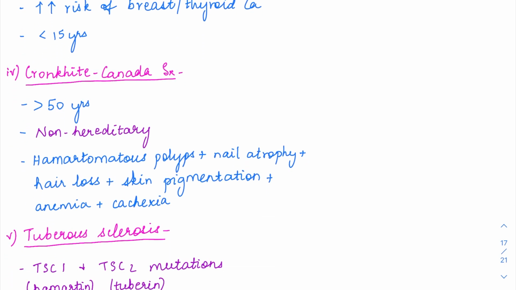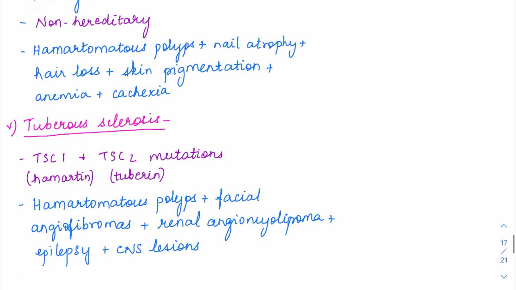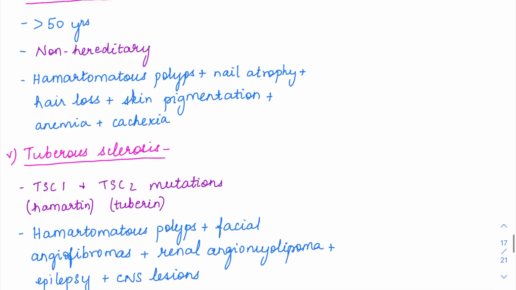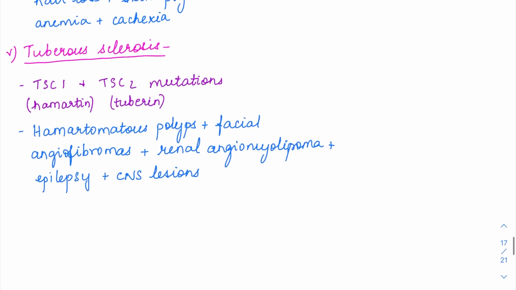Okay, and Cronkhite-Canada syndrome, it is a non-hereditary kind of a syndrome occurring in the elderly age group, 50 years above. And here it is going to be associated with hamartomatous polyps and various skin associated conditions. Like the patient will have nail atrophy, hair loss, and then they'll have skin pigmentation along with cachexia and anemia. So when they are mentioning some skin related changes along with hamartomatous polyp, it is the Cronkhite-Canada syndrome. And remember, it is a non-hereditary syndrome, so there is no mutation associated.